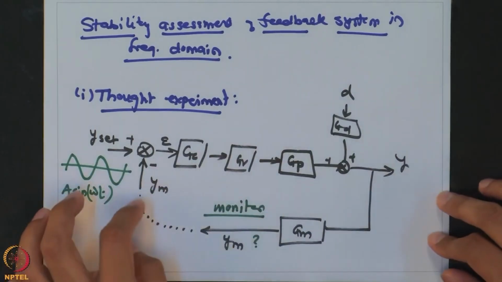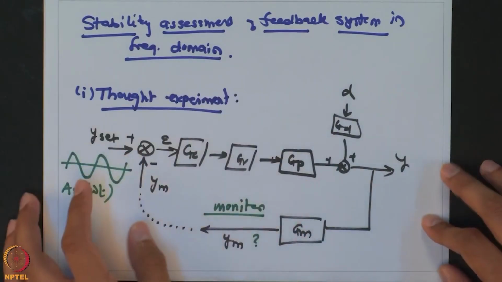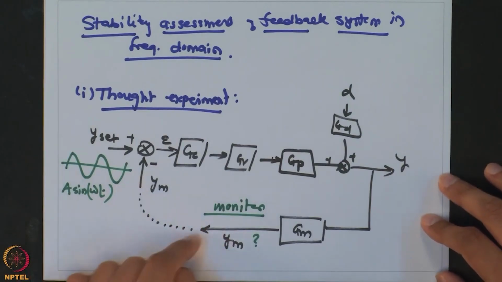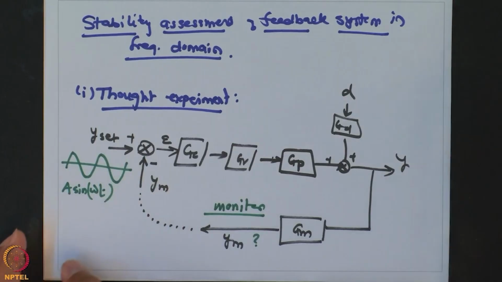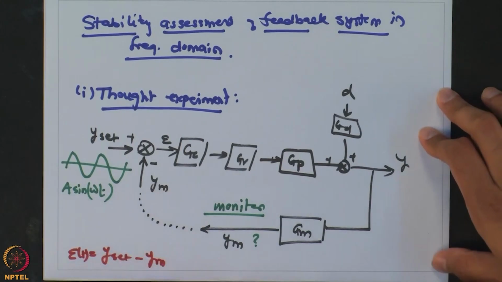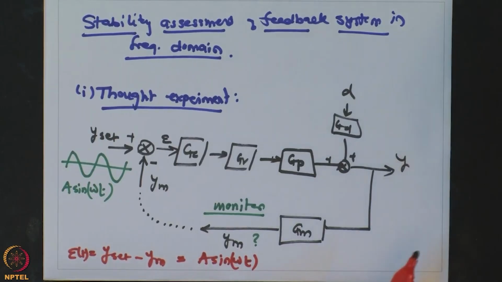Even though we are assessing the stability of a feedback system, the thought experiment actually starts with the open loop, that we have opened this loop. We are not going to feed back the measured value. So, in this case the error is y set minus Ym. Here Ym is not supplied, so let us consider it to be 0, which is equal to A sine omega t. So, your error is A sine omega t.